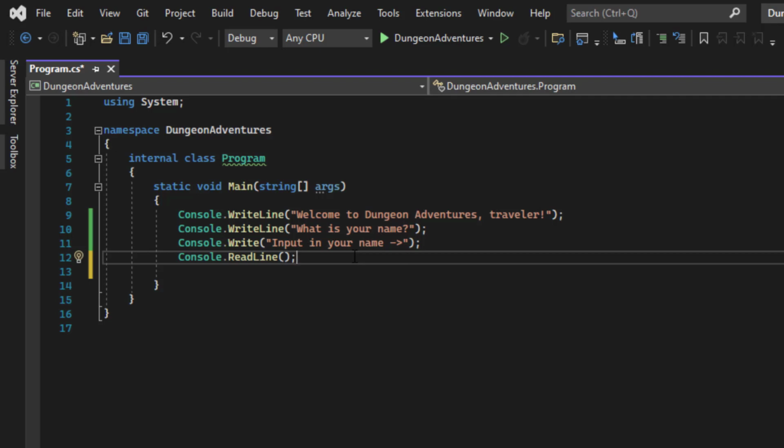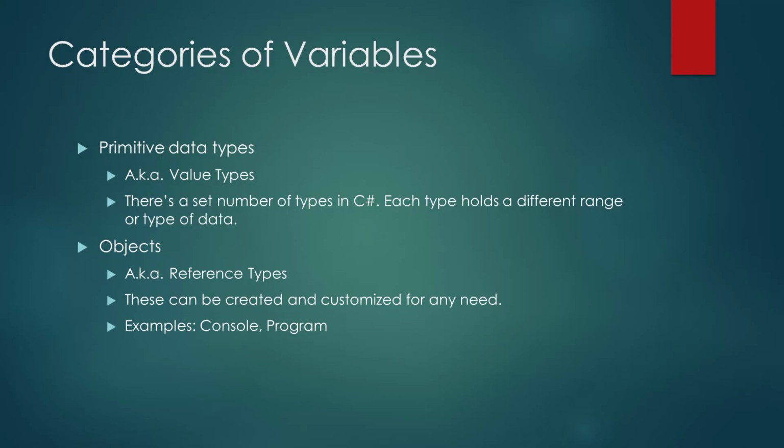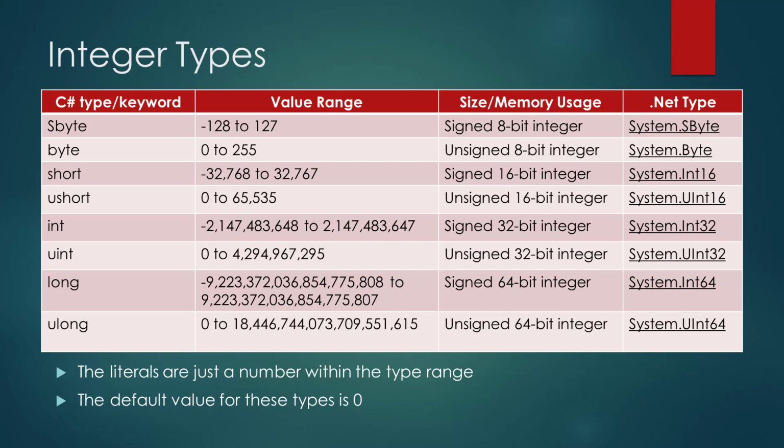As I said before, we'll use variables to store that name, and there are a bunch of different variables that we can use to store different types of data. Variables are broken down into two categories, known as primitive data types, which are also known as value types, and objects, which are also known as reference types. We'll talk about objects in a future video, so for now, let's get to know our primitive data types. C# is a strongly typed language, meaning that it has types of data built into it, and data can only be stored in their special container or type.